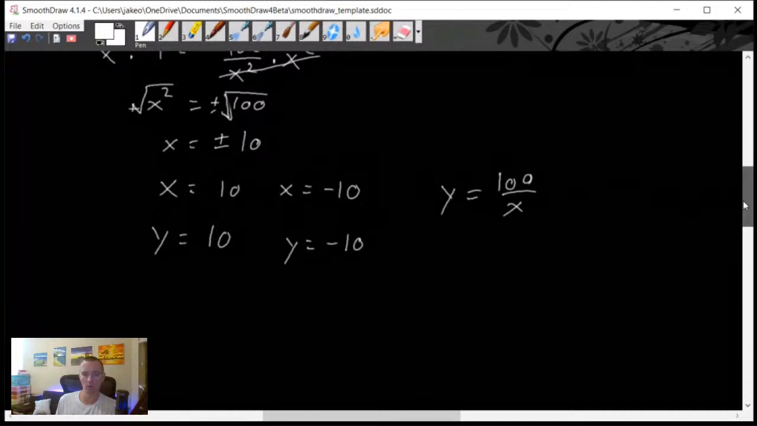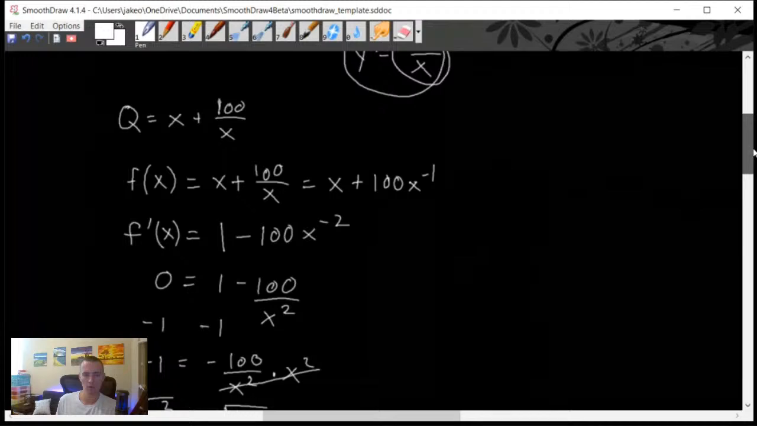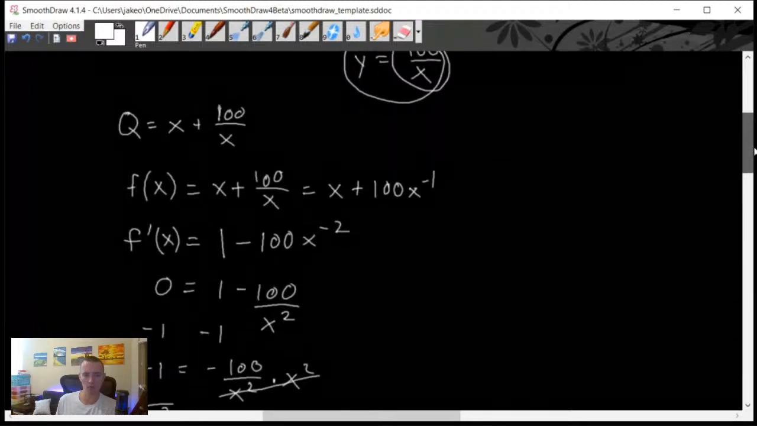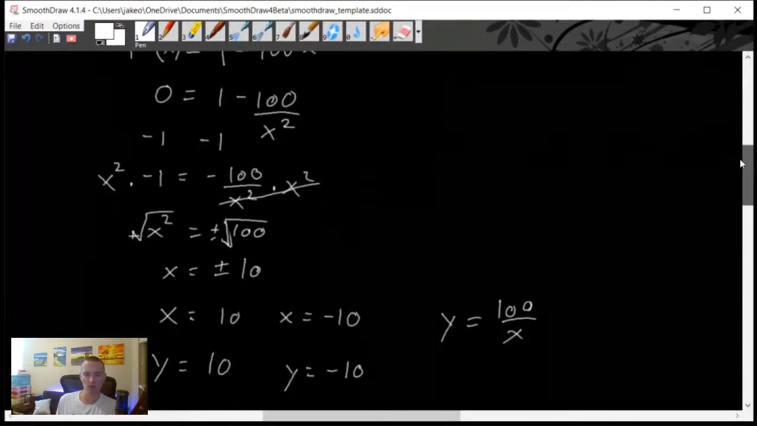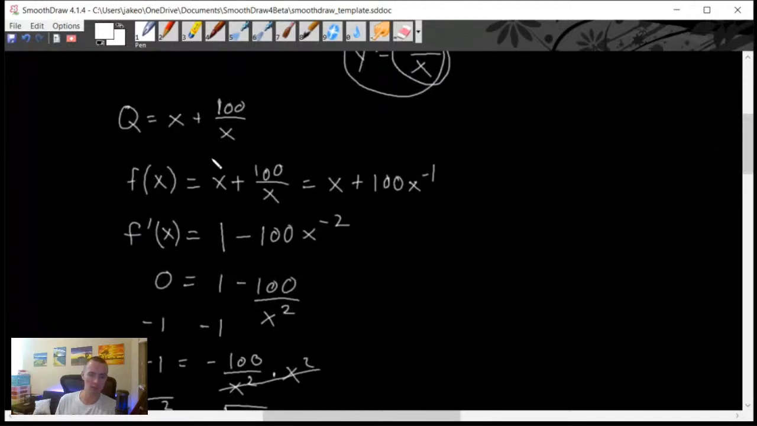Really what we'd want to think about is going back to this original function here, this quantity that we're trying to minimize. If we consider these two critical numbers, x equals 10 and x equals negative 10, which of those would make this a minimum versus a maximum? Well, just quickly plugging them in, we can see that plugging in x equals negative 10 is going to give us a negative number, and plugging in x equals positive 10 is going to give us a positive number.